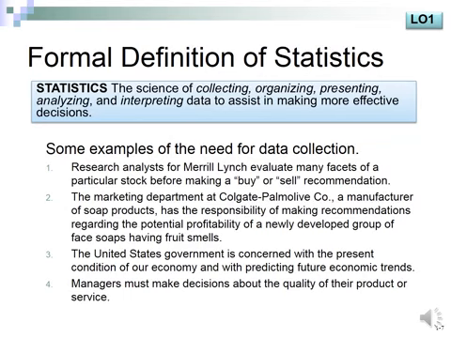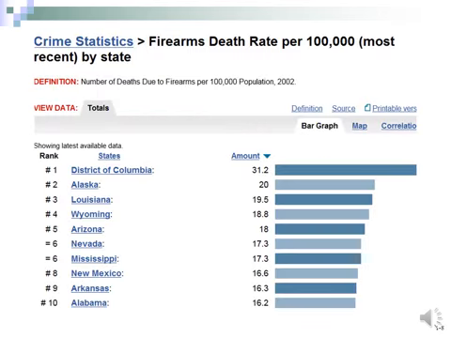So some of the decisions that you could be making in statistics, just look at some of the examples on the screen. A research analyst for Merrill Lynch may want to evaluate many facets of a stock before making a buy or sell recommendation, so they would use statistics to make those decisions. Or Colgate Palmolive would want to make recommendations regarding the potential profitability of a newly developed group of face soaps having fruit smells. Again, that would require some statistics or some research to go along with that. So that would be a situation where you would use statistics.